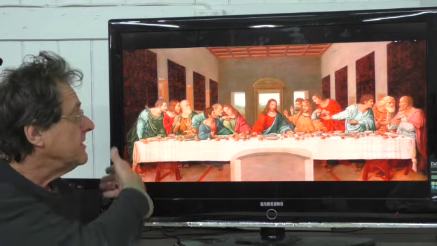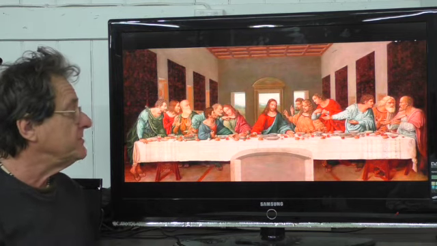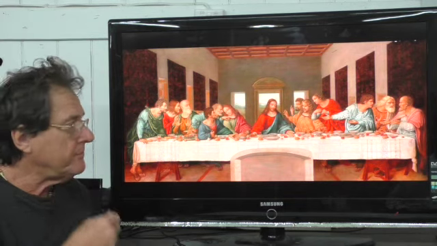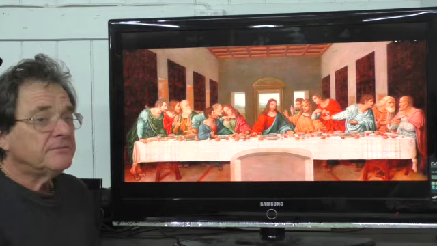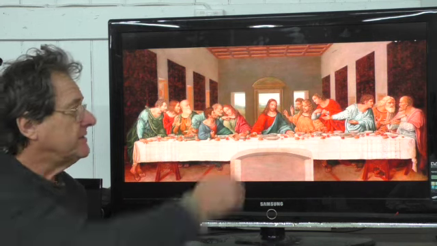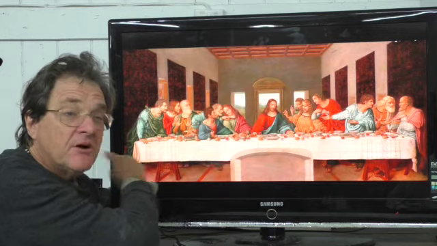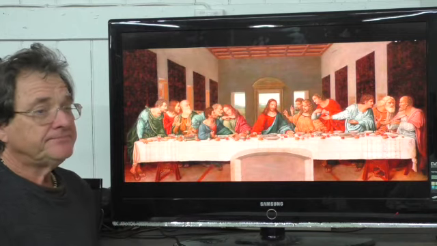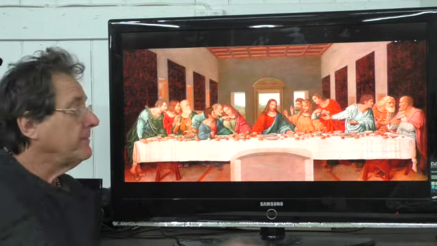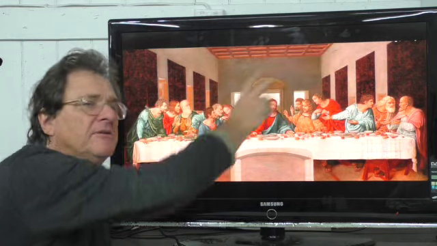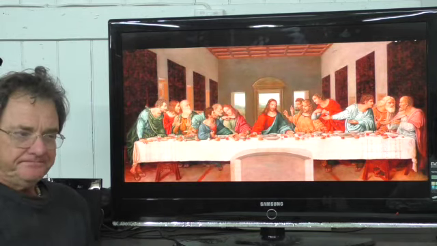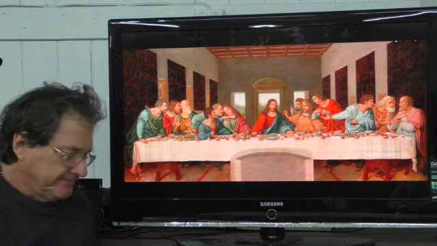This is the moment when Christ says one of you will betray me. But the picture is very ordered and calm because it's symmetrical, it divides down the middle, and it's horizontal, which is very calming. It's also vertical, which is very strong, and you're not confused because everything comes down to the centre part of the picture.